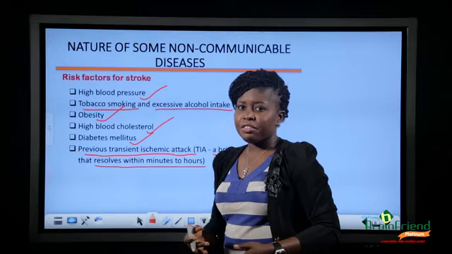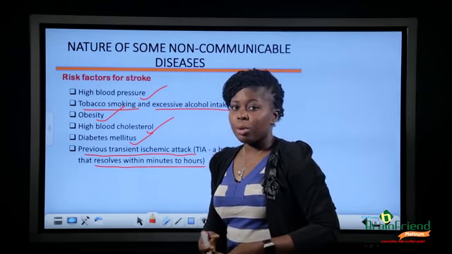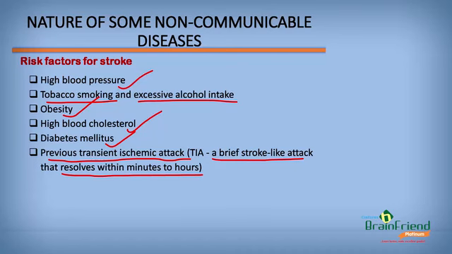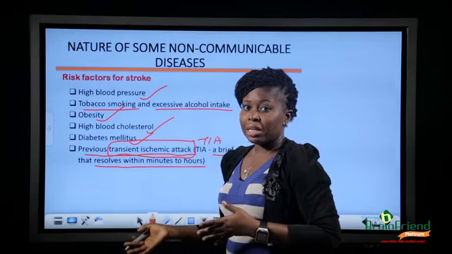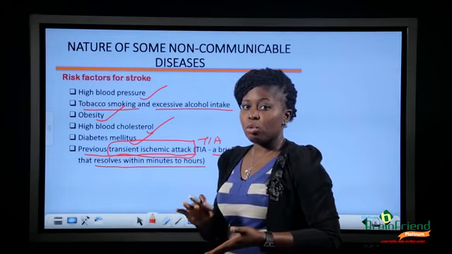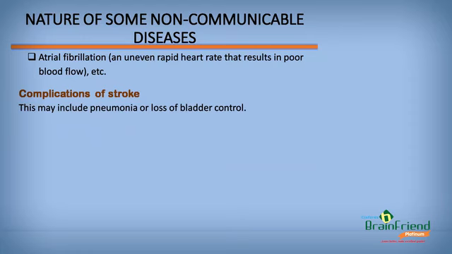So sometimes someone may have some of the symptoms that look like stroke, but it doesn't last for a very long time. Stroke lasts for a long time, but this transient ischemic attack does not. But we're saying that if people have this kind of attack, this TIA, there's every possibility that such people that have had such what we call mini strokes can actually go on to have full strokes. Then another risk factor is atrial fibrillation. This is an uneven rapid heart rate that results in poor blood flow.